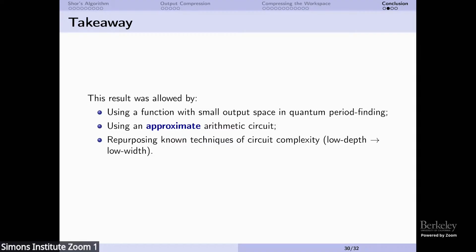So first of all, a summary: as you have seen, this was actually a talk on circuit design and circuit arithmetic disguised as a quantum computing talk. What happened is that if you use a function with small output space, quantum period finding doesn't really care. And also, if you use an arithmetic circuit that is approximate, that doesn't work for all the inputs, only with some good probability, period finding also doesn't care. So you can use some circuit designs which would be really bad as classical circuit designs, but they are fine in the setting of quantum computing. And I find this really fun.